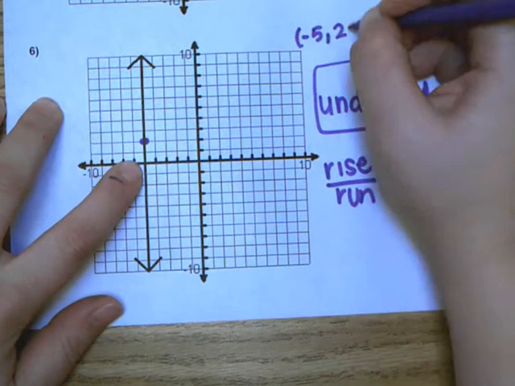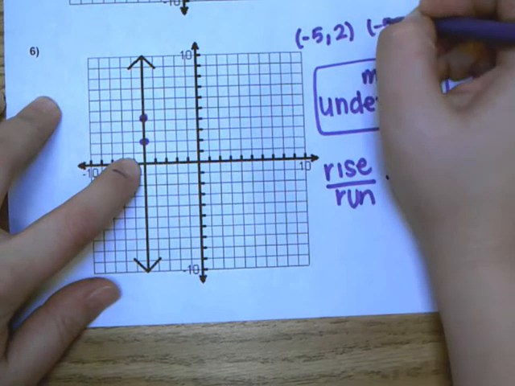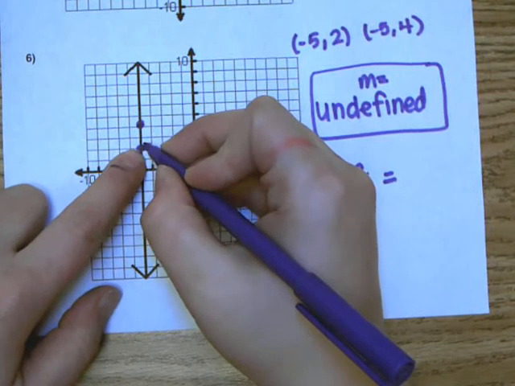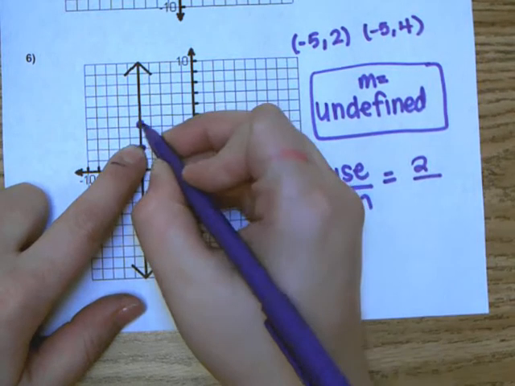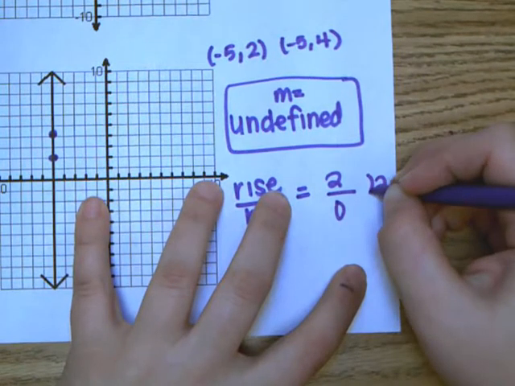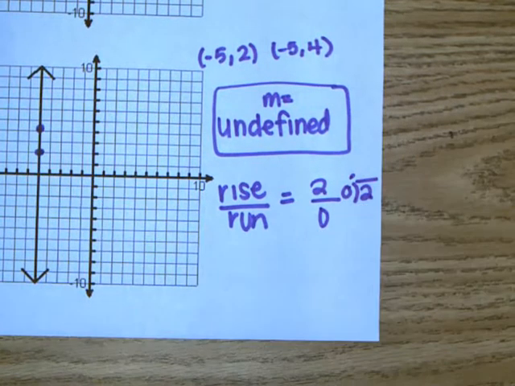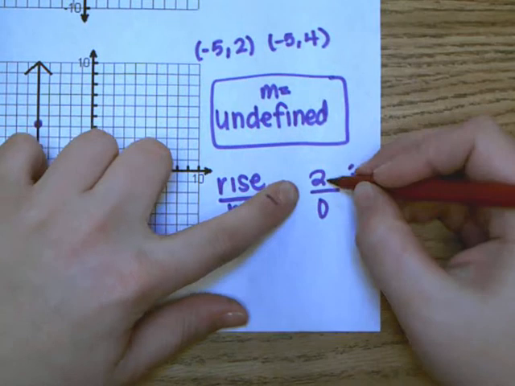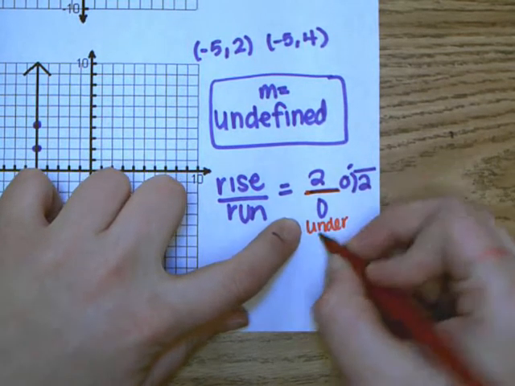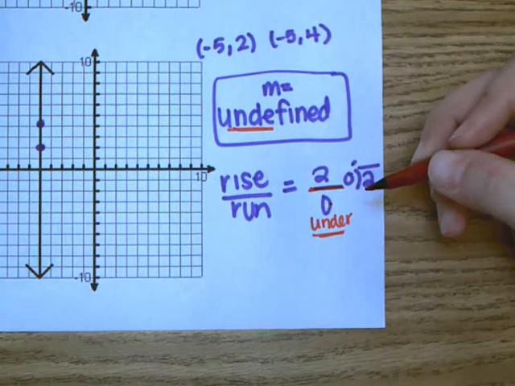Now if we use rise over run and pick 2 points, I'm going to pick the point (-5, 2) and the point (-5, 4). To get from here to here, I have to rise 2. And then I have to go left or right, none. So this is saying 2 divided by 0. 0 times what is 2? Not possible. If you remember from chapter 1 of this class, we talked about how you can't divide by 0.